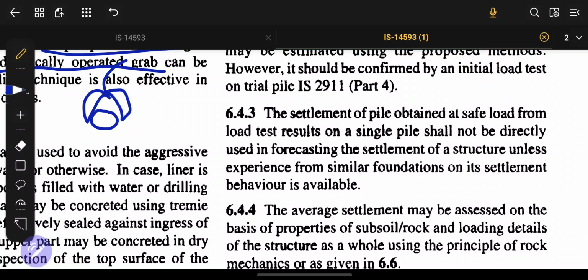You cannot commit to that, because when one pile interacts with another pile in the vicinity, then the net pile capacity is generally reduced. So we have to be very cautious while deciding the total capacity of the pile cap when n number of piles are there, and this capacity is mostly less than the individual pile capacities added together.